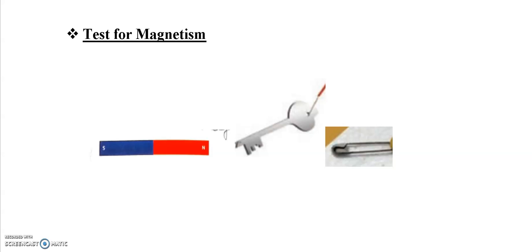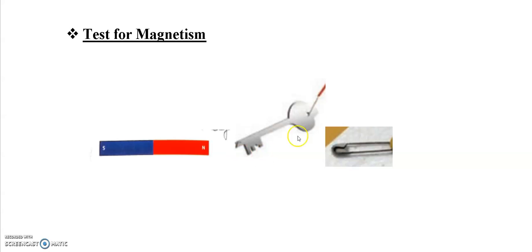Hello everyone. So now let's talk about the test of magnetism. How do we know that any substance or any piece which we have is a magnet or not? What can be done is we can test whether that substance is a magnet or not, or if it has magnetism. If we take this piece, it's a magnet.